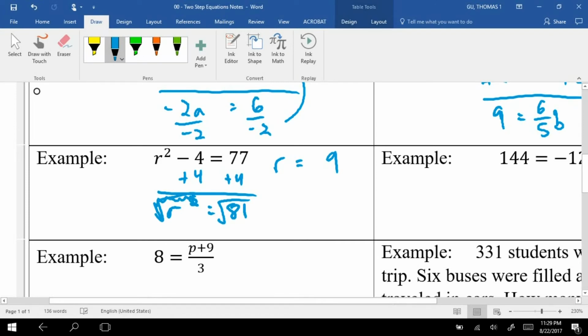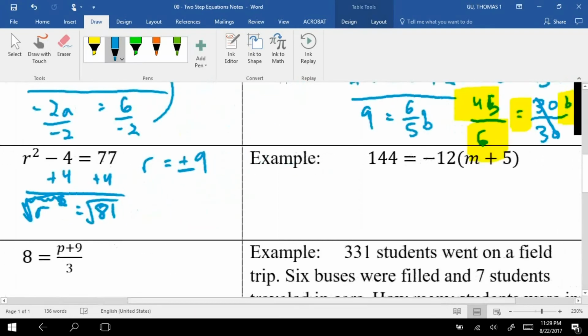But wait, that's only half the answer. What's the other answer? Remember, 9 times 9 equals 81, but also what else? Negative 9. That's right, so it's plus or minus 9. Remember, when you're doing this square root, do not forget the plus or minus. Okay, let's go to the next one.